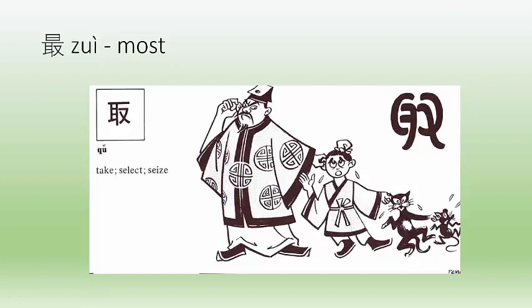The final character you have to trace is 最, which means most. We learned this one last year in 你最喜欢什么运动? What's your favorite exercise? It starts with a sun radical, and then it has the take character, because you take the thing you like the most, right? And that's actually a combination of a right hand grabbing an ear. I don't know why. I guess takes one by the ear, as illustrated in this picture. Take, take, take.